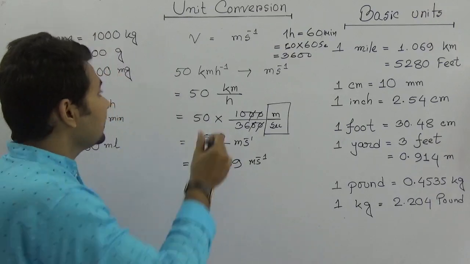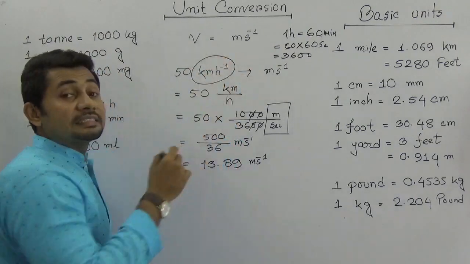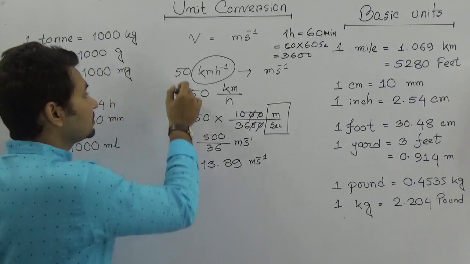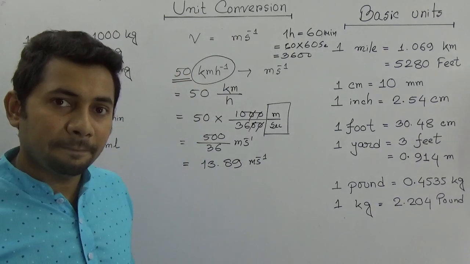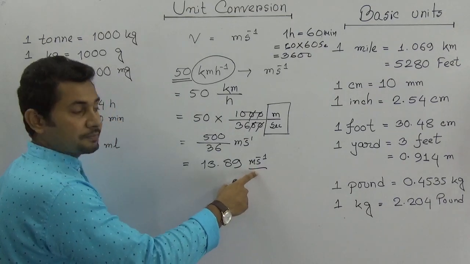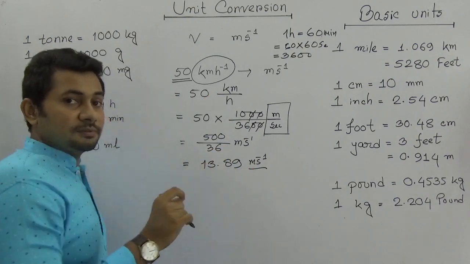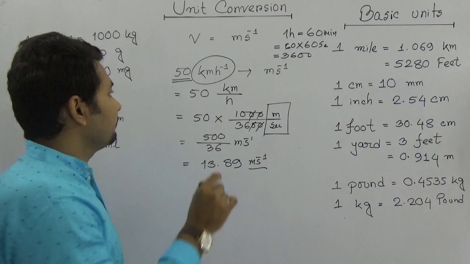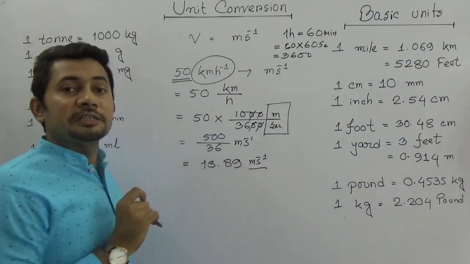So whenever in physics, in case of studying motion, when we do some sort of mathematical problem solutions, if kilometer per hour is given, we cannot use this 50. We need to convert it into meter per second. So this is the process which is exactly the explanation of kilometer per hour to meter per second.